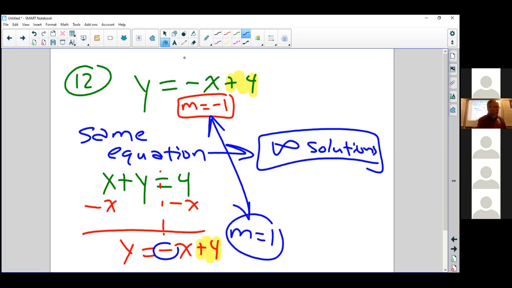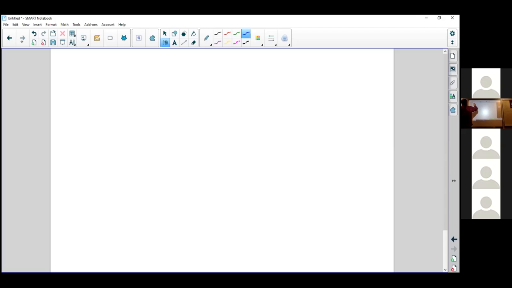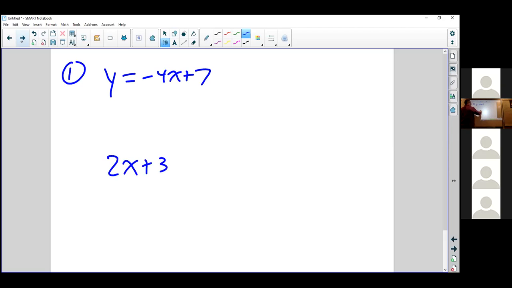So tonight's homework, problem number 1. Was that Philip who asked? Yes, sir. All right, good one. So this is problem number 1 from tonight's homework. y equals -4x plus 7, and 2x plus 3y is equal to 7. And they give us the point 2, -1.